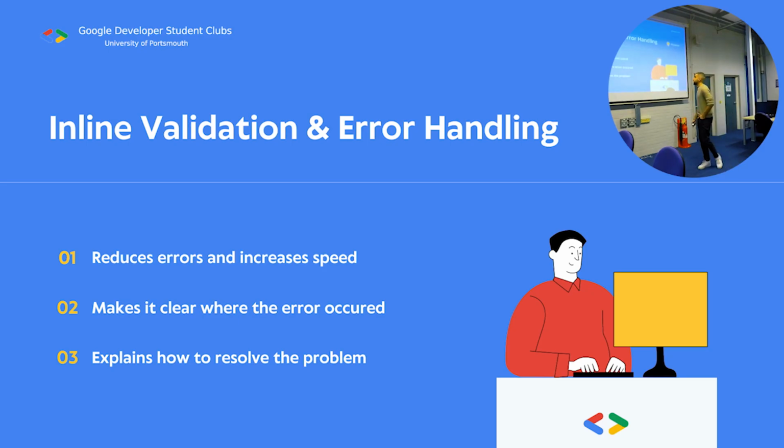So inline validation and error handling reduces errors, increases speed, and makes it clearer where the error occurred, because you're showing the messages and you're also validating the box by changing the border color, and it explains how to resolve the problem. Good websites not just tell the users what the problem is, but help them solve the problem as well.